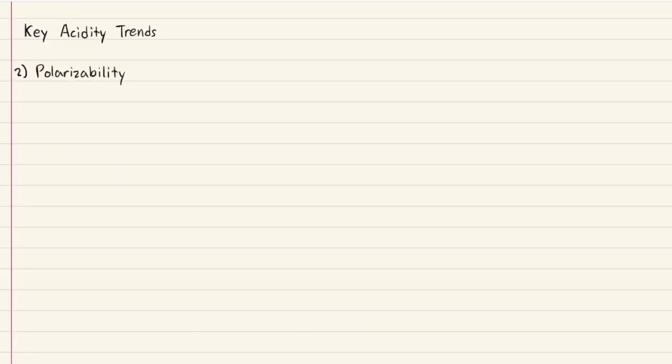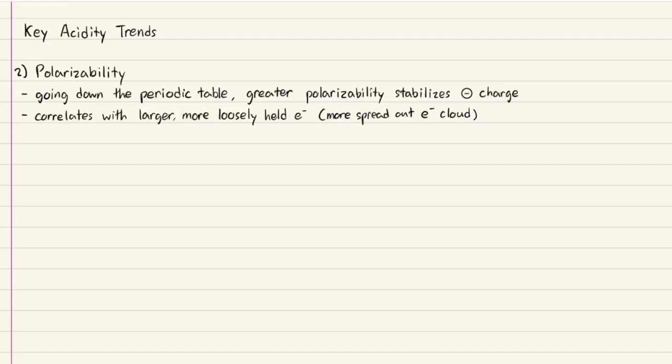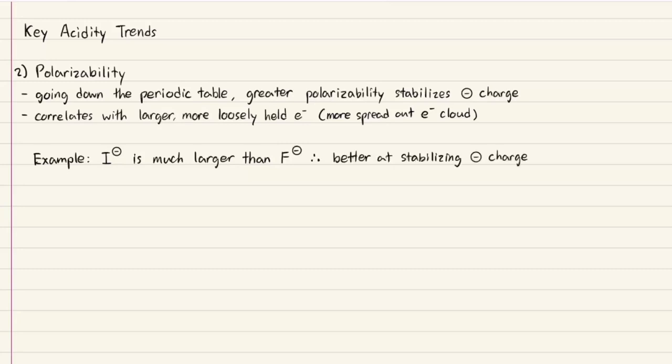Polarizability. As we go down the periodic table, greater polarizability stabilizes negative charge. Polarizability often correlates with larger, more loosely held electron clouds, and the more spread out a charge can be, the more stable it will be. For example, the iodide ion, being considerably larger than the fluoride ion, is more stable despite the magnitude of the negative charge being the same. As a result, HI is a stronger acid than HF.